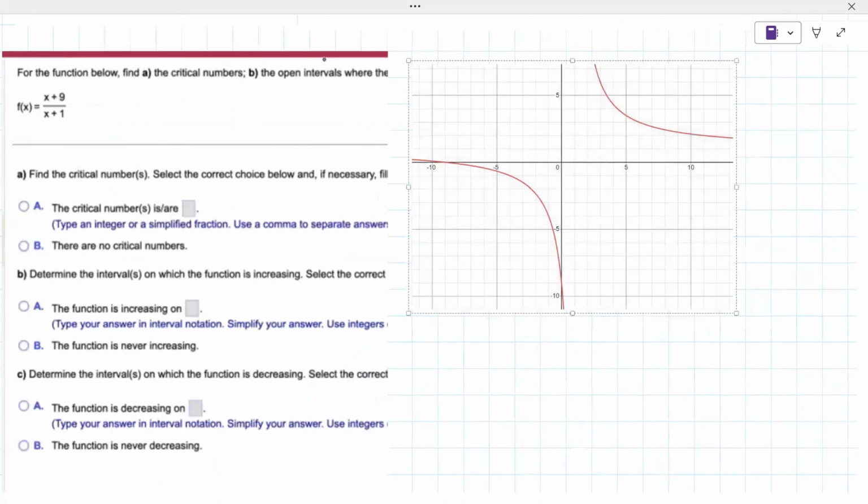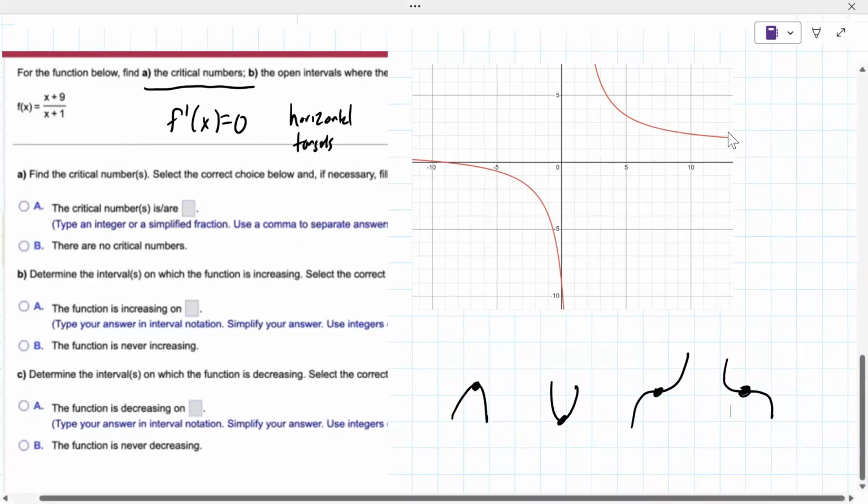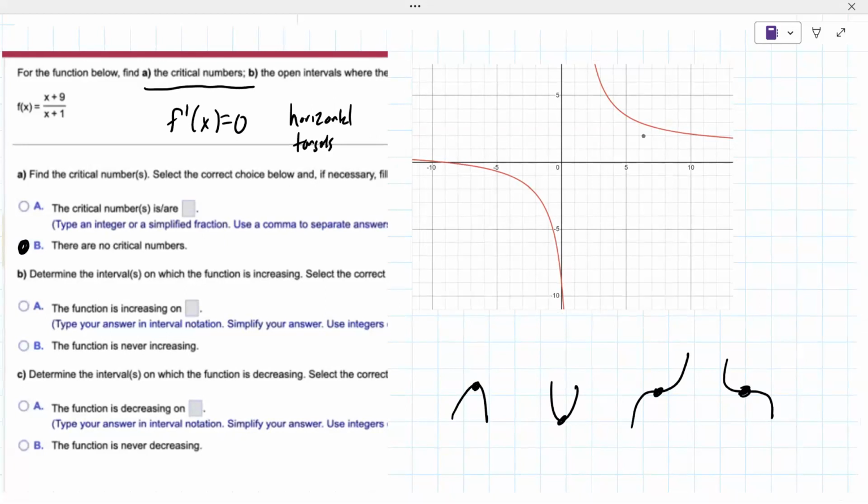All right, so here's a graph of the function. Critical numbers are where the derivative is equal to 0. You're looking for what are called horizontal tangents. Basically, you're looking for either peaks or valleys. You might say it kind of looks like one over here and over here, but it actually just keeps going forever. So this one actually has no critical numbers.